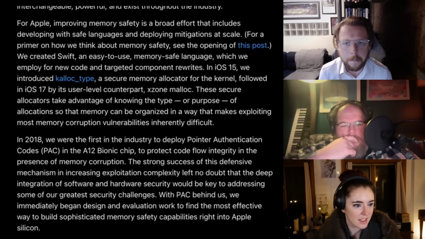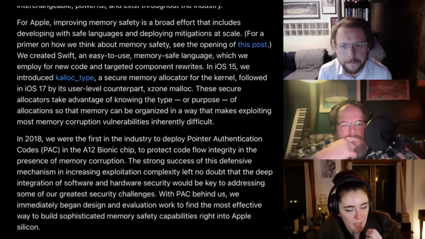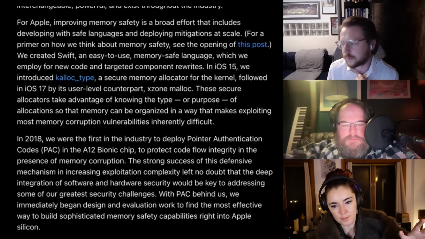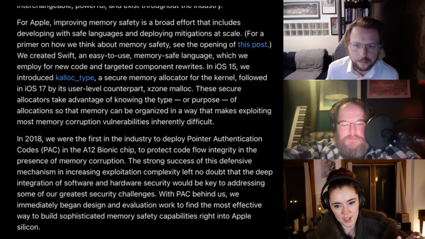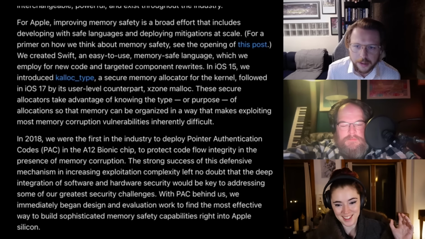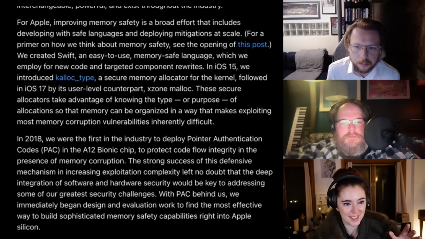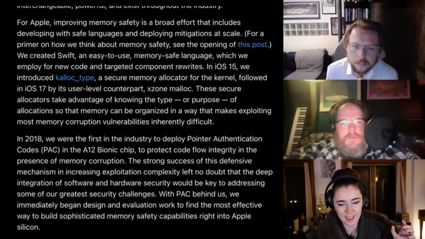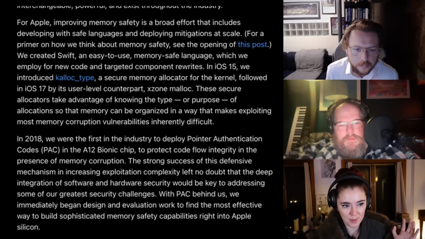That's nice. I didn't know any of this. Okay. I think that's the first chunk of memory integrity enforcement, stuff they already shipped, basically. And it's the userland updates to xzone malloc, or the introduction of xzone malloc, and the kernel land kalloc type. Keep in mind the total number of buckets here is limited.